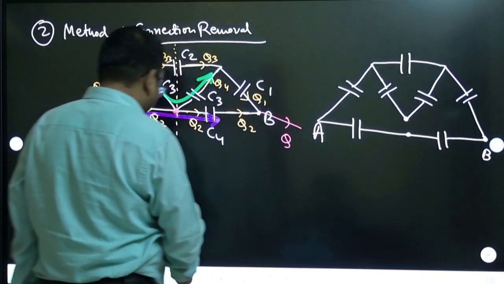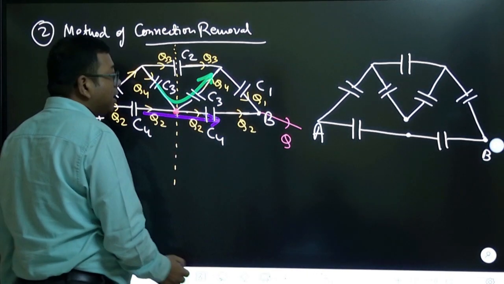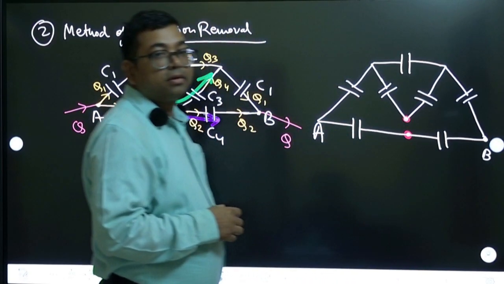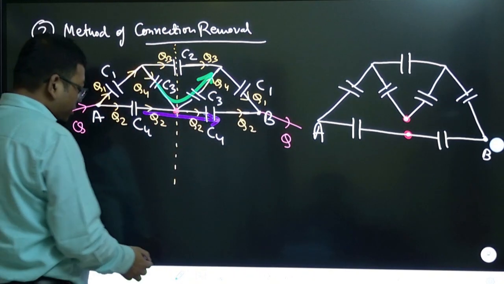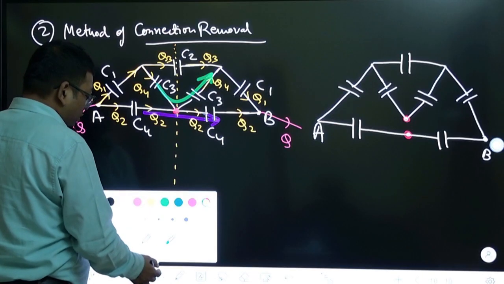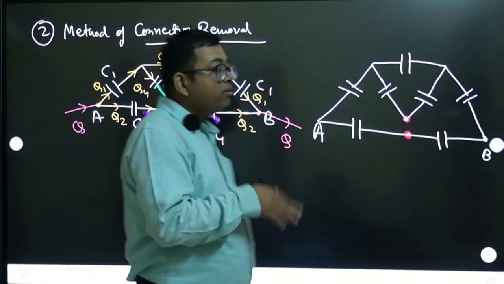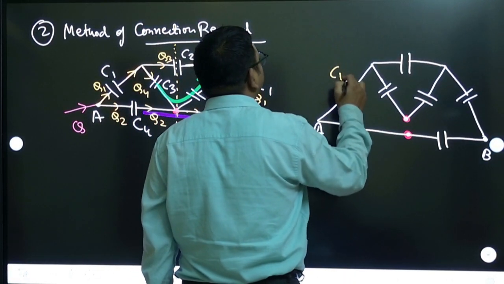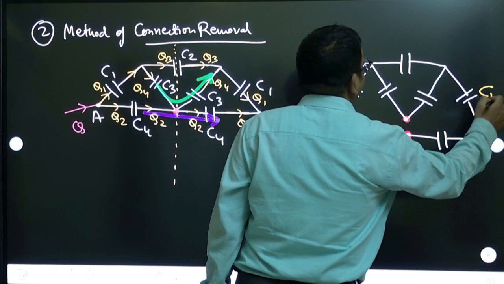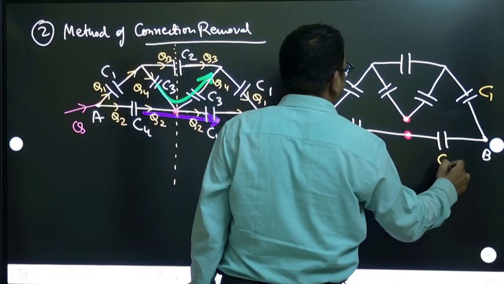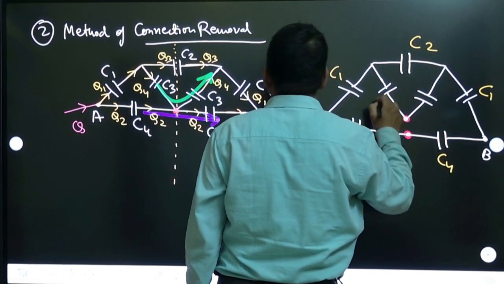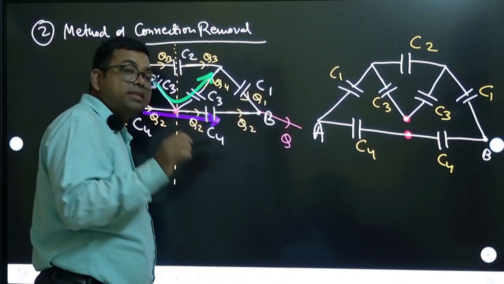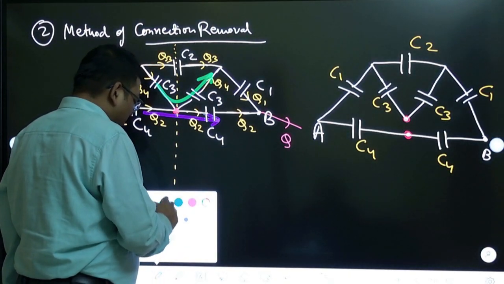Now you can see that this connection has been lifted up, right? Because charge was not breaking. Now this circuit becomes a very simple circuit. Can you understand how it has become simple? It has just become series and parallel.